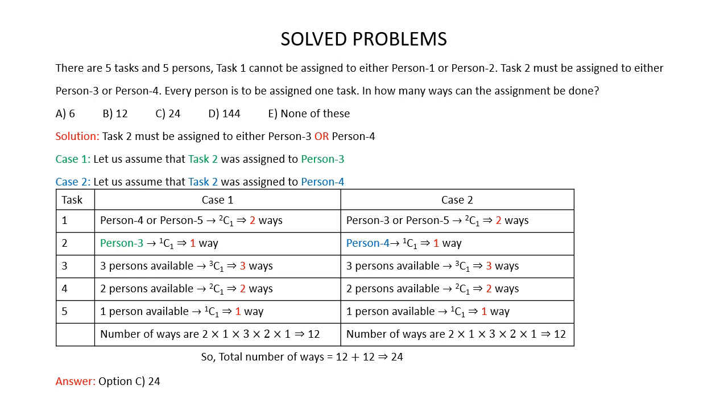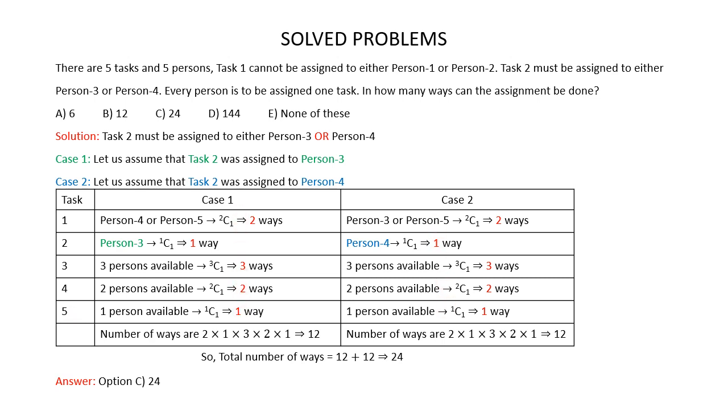So it's given that there are 5 tasks and 5 persons, and every person is to be assigned one task. It's also given that task 2 must be assigned to either person 3 or person 4. Remember, or means addition. So here you have 2 cases. In case 1, let's assume that task 2 was assigned to person 3. In case 2, let's assume that task 2 was assigned to person 4. So you have 5 tasks, and this is case 1 and this is case 2.